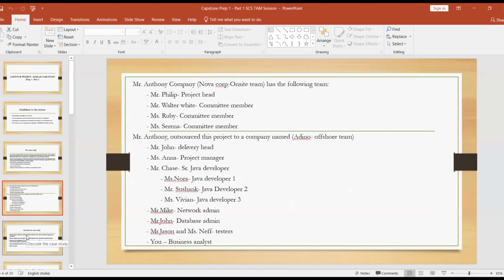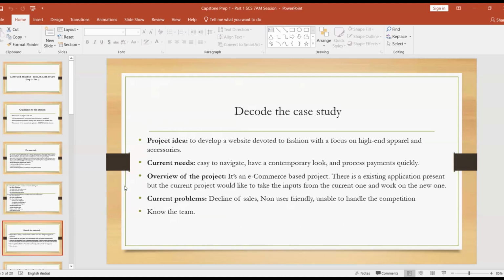So the case study will be based on an e-commerce application as well, a similar e-commerce application. As this is an e-commerce application, it would be easy for you to understand and write your document accordingly. So this is exactly the case study for this particular session.